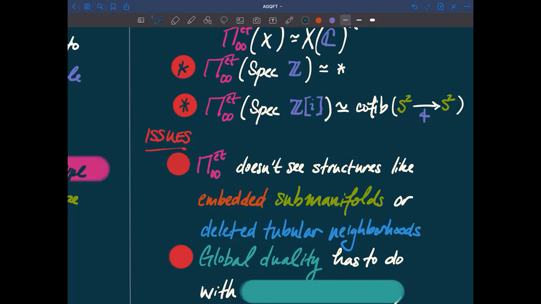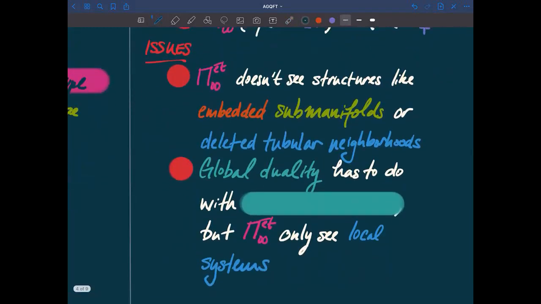So there are some issues with this as a base for trying to do arithmetic field theories. The first issue is that this étale homotopy type doesn't see any of the structures that we've just spent our time talking about. It doesn't know that there are these embedded knots, these embedded submanifolds, and it has no way to understand the deleted tubular neighborhoods that are supposed to arise in the picture that we drew of our 3-manifold.